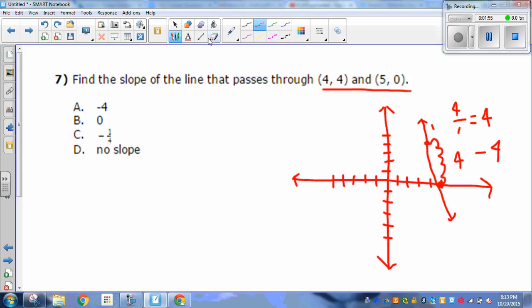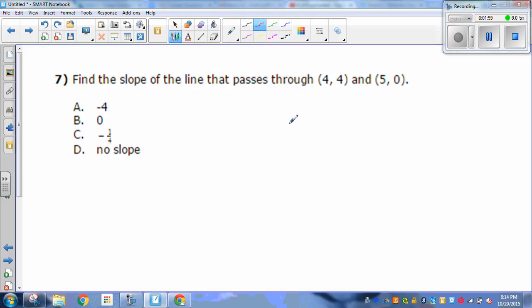That's all good and fine, but let's just say that, well, you don't want to graph it. You definitely don't need to. Here's the other way. Remember that these are x, y ordered pairs. If you remember slope, it's the difference of the y's over the difference of the x's. Let's take the difference of the y's.